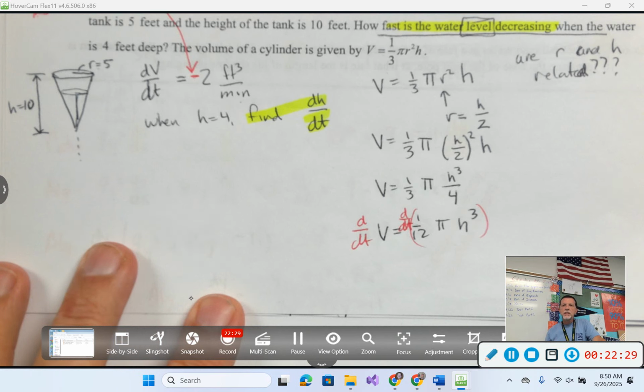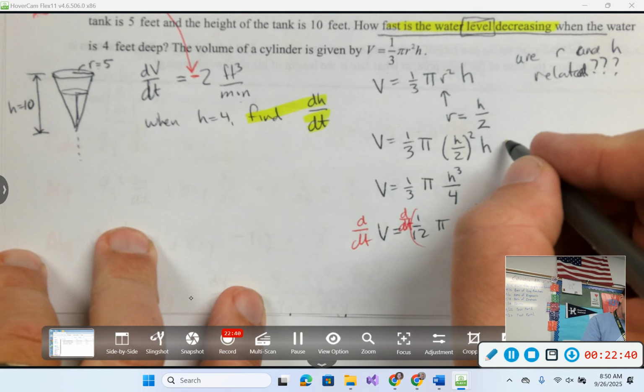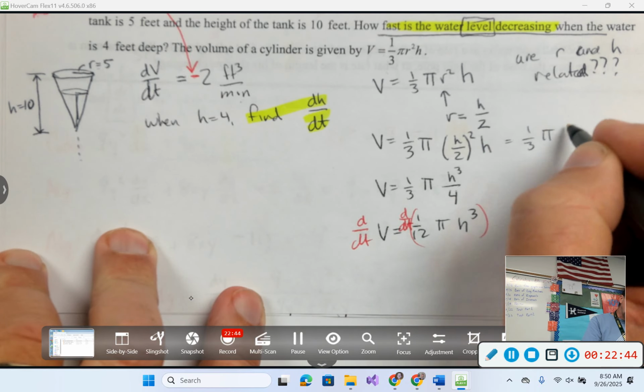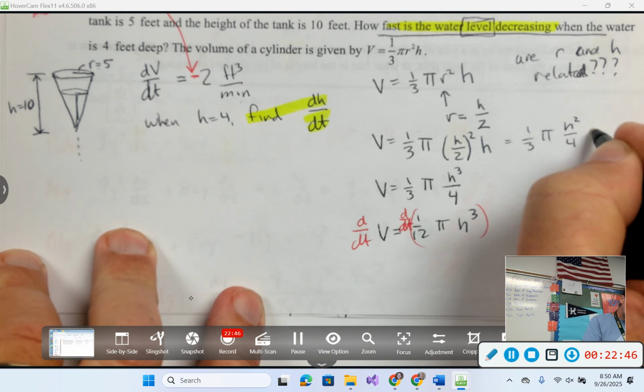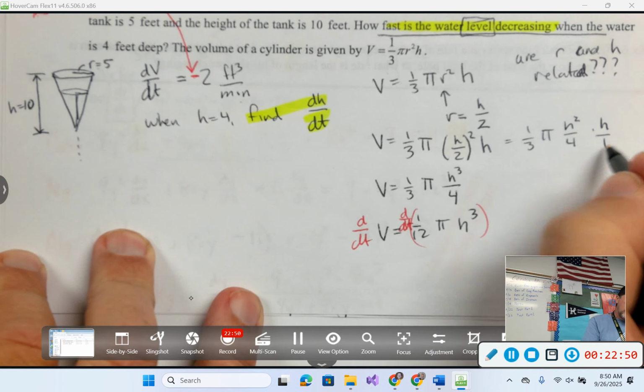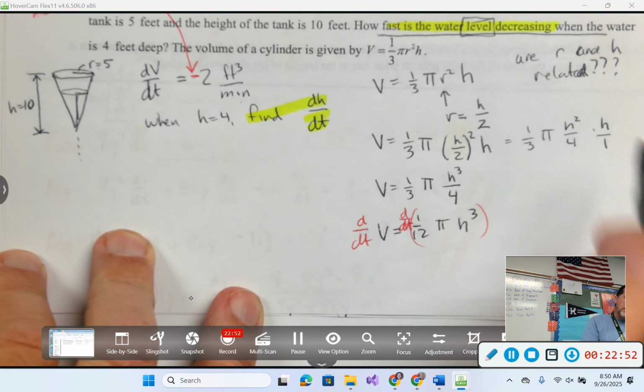H squared over 4, wouldn't it be 4H over 4 times H squared over 4? Let's see, 1/3 pi. I square the top and the bottom, because if you're putting it over 4, then I'm just multiplying across.